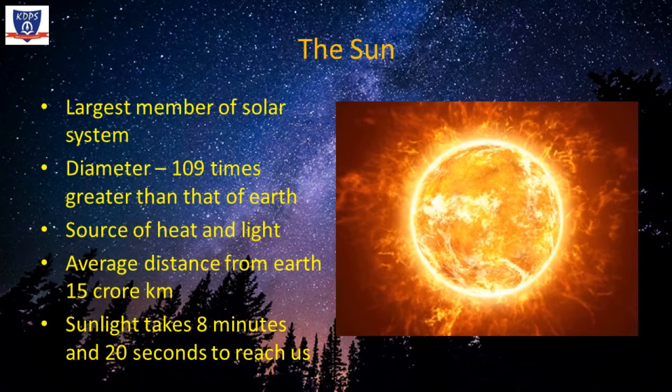The Sun is at an average distance of about 15 crore kilometers from the Earth. The light from the Sun takes only about 8 minutes and 20 seconds to reach the surface of the Earth. The temperature at the surface of the Sun is about 6000 degrees Celsius, while at the center of the Sun it is about 1 crore 50 lakh degrees Celsius.